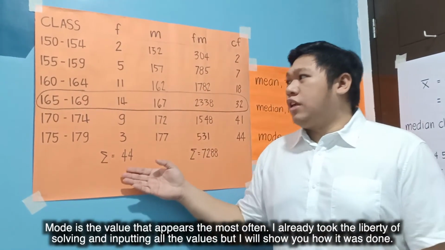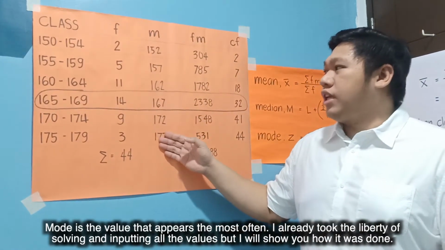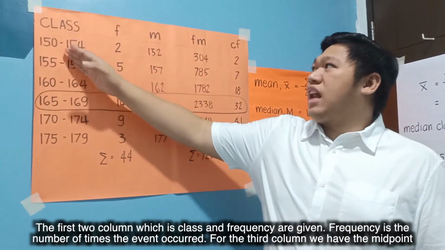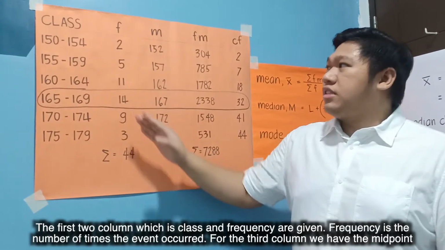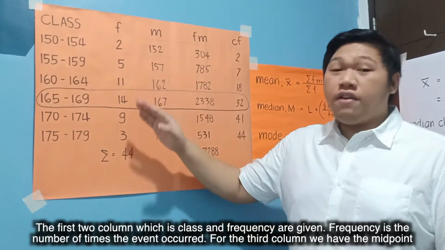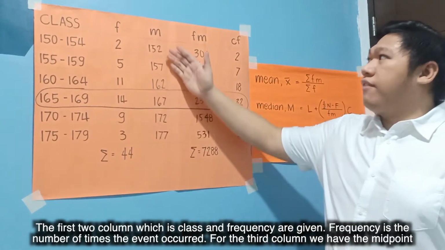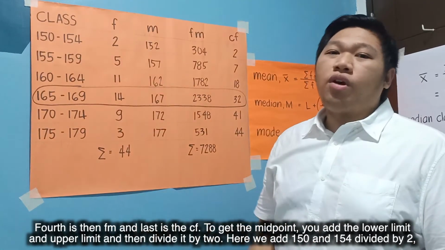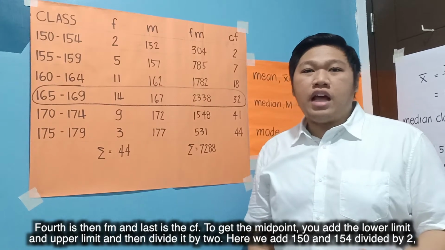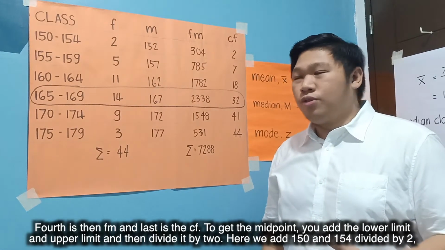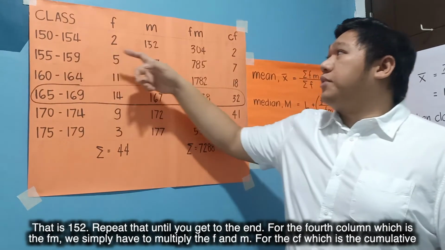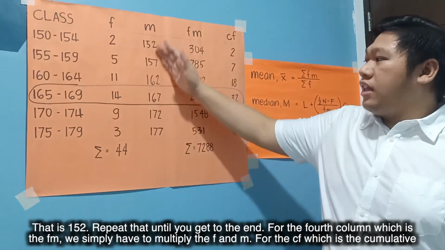I already took the liberty of solving and inputting all the values, but I will show you how it was done. The first two columns, which are class and frequency, are given. Frequency is the number of times which the event occurred. For the third column, we have the midpoint, fourth is the FM, and the last is the CF. To get the midpoint, you add the lower limit and upper limit and then divide it by 2. So here you add 150 and 154 divided by 2, that is 152. Repeat that until you get to the end.